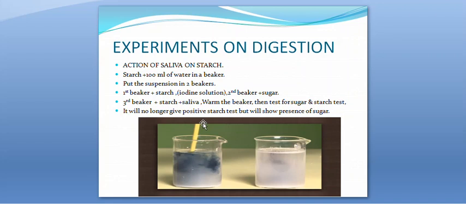Let's take a little starch suspension in a third test tube and add to it an equal amount of saliva, which we may collect by chewing some wax or chewing gum. We will hold the test tube in our hand for 15 minutes to keep it warm, or we can heat it in a water beaker of about 38 degrees centigrade, and we will perform the sugar and starch test on the samples taken. It will no longer give us a positive test for starch, but will show the presence of sugar.